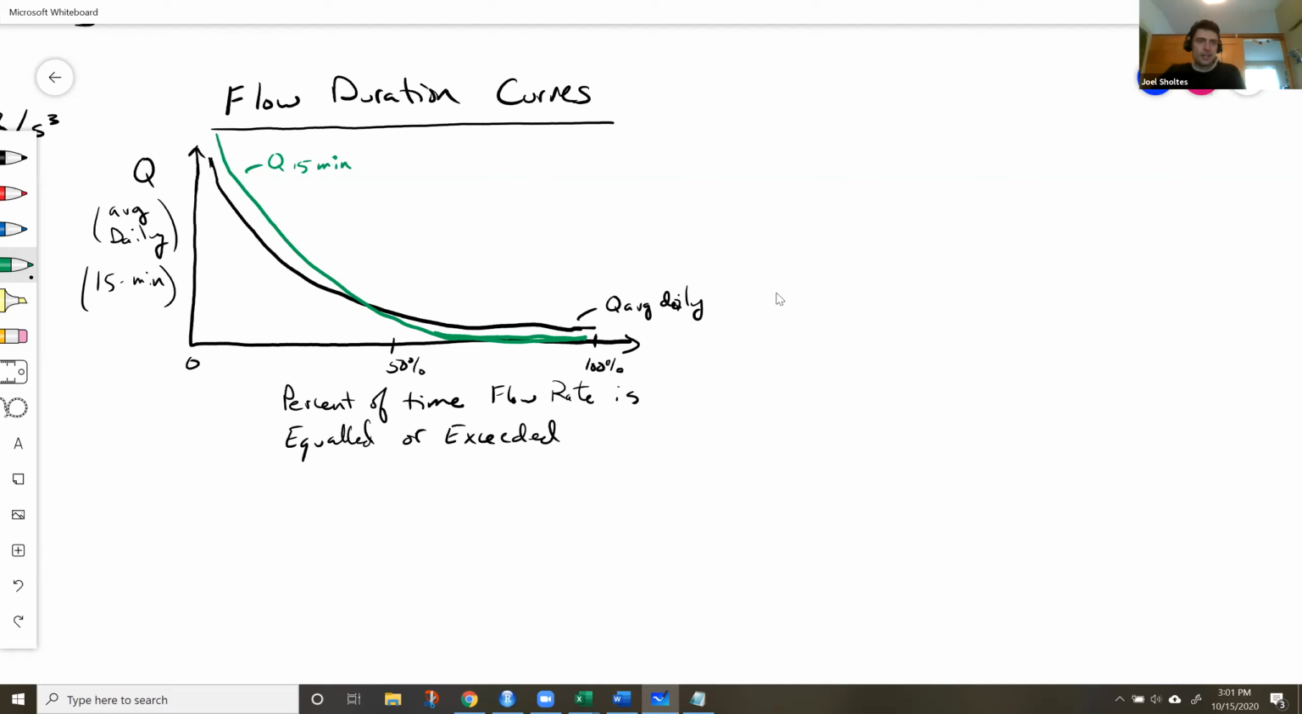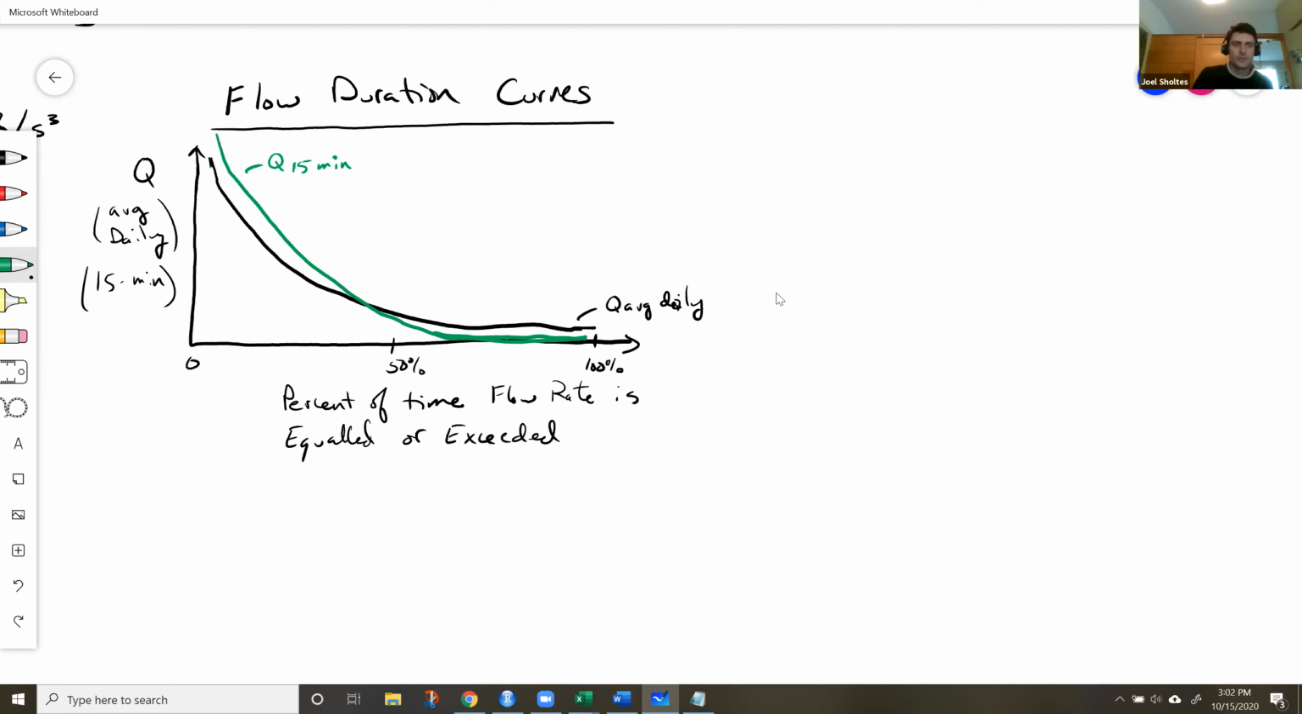Edgar, why do you think that 15-minute data is showing larger discharges at smaller percent times of exceedance and then smaller discharges compared to the average daily? It's just because when rain falls, a lot of it falls in a short amount of time. So in 15 minutes, you could get way more rainfall than averaged over a whole day.